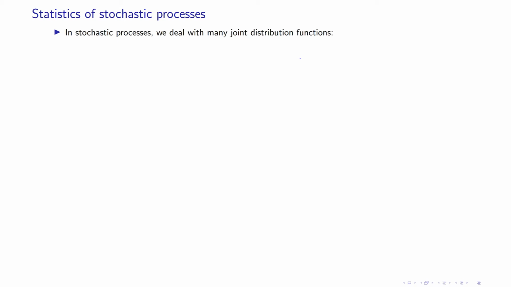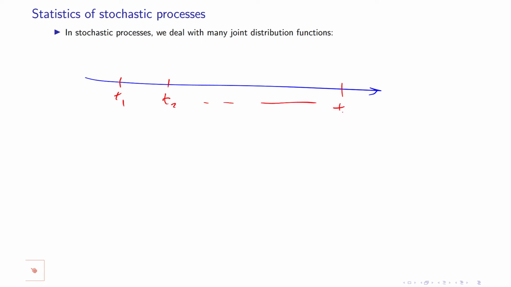So in a stochastic process, we deal with many joint distribution functions. Because we have many random variables, let's say this is time, and this is T1, T2, etc. So you have, let's say, Tn. So you have n random variables. But this is not the end of it. We could have more samples.